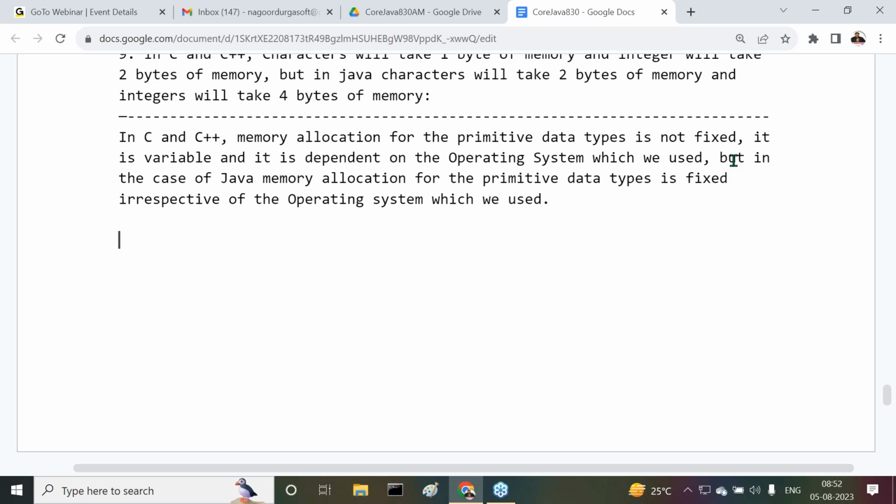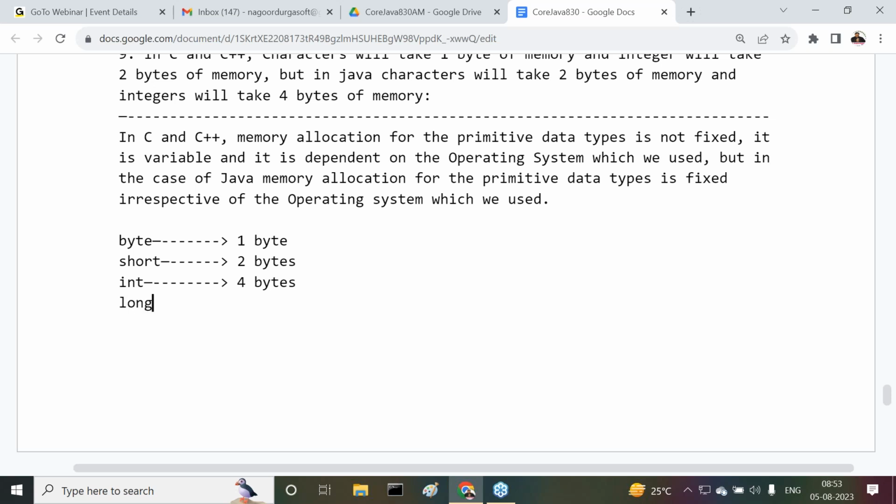What exactly are the fixed memory allocations in Java? Byte is one of the primitive data types. It will take 1 byte. Short, another primitive data type, will take 2 bytes of memory. Int will take 4 bytes of memory.